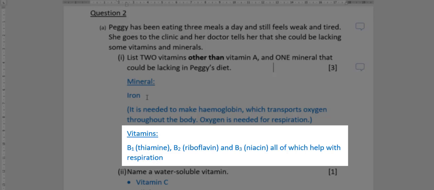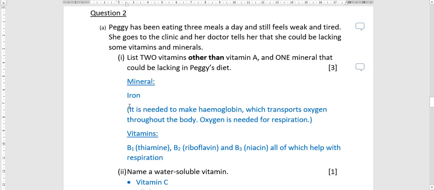B1, B2, B3. B1 is also known as thiamine, B2 riboflavin, and B3 niacin. And all of these vitamins help with respiration. Sometimes if you are feeling tired, the doctor might prescribe some B vitamins, or tell you to take some yeast extract and so on. All of that has B vitamins in it. And so that's the adjustment.